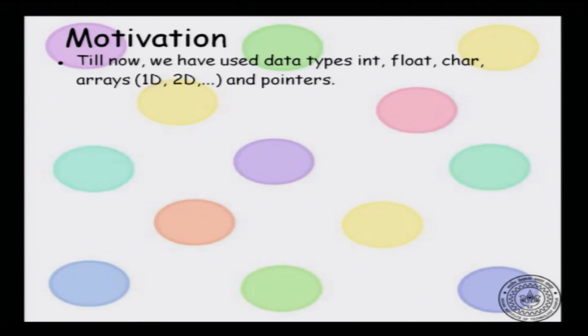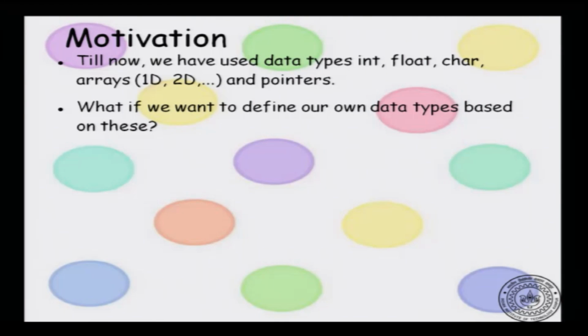Till now we have used the data types that C language has already provided, like int, float, character, and also we have seen data types like arrays, and we could define arrays of int, arrays of character, and so on. We have also seen pointers which can hold address locations of other variables. Now, what if we want to define our own data types using the data types that are already available? If we want to define custom data types, does the language provide any feature to do it?